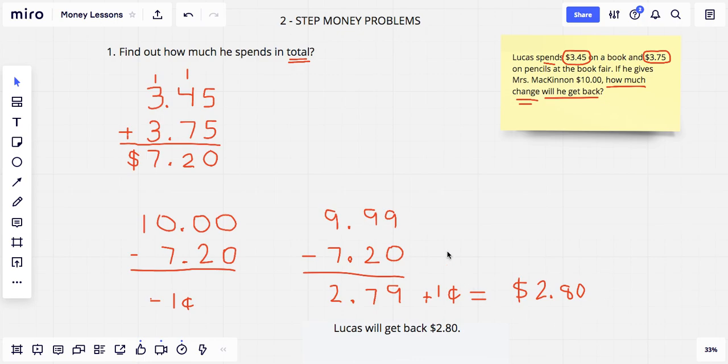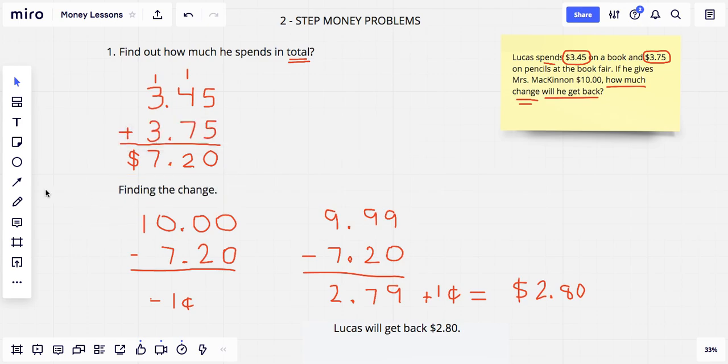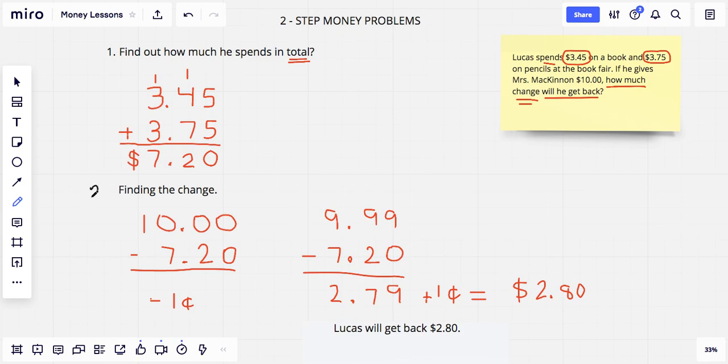Okay, so that is an example of a two-step problem. All right, so step 1 was find out how much money he spends. And step 2 here was, let's call this finding the change. Okay, and I'll just put a little 2 beside this step here. Okay, so there are your 2 steps to solving money problems.